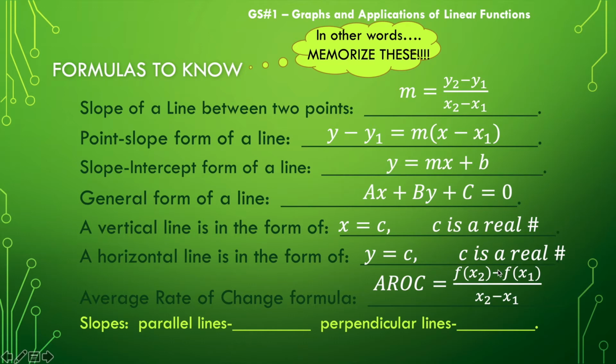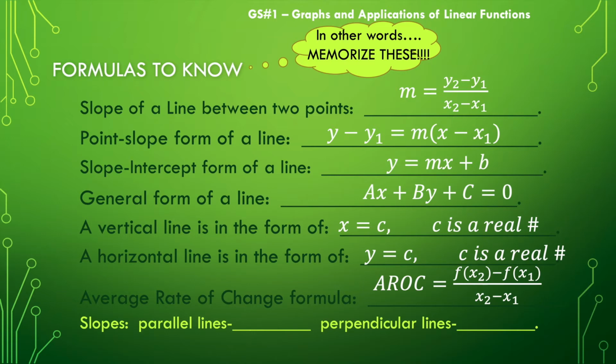And really, average rate of change is nothing more than the slope of a line that goes through 2 points. But those 2 points are not necessarily sitting on a linear function. They can be 2 points on a parabola, but then you can draw the line that goes through them and find the slope of that line.